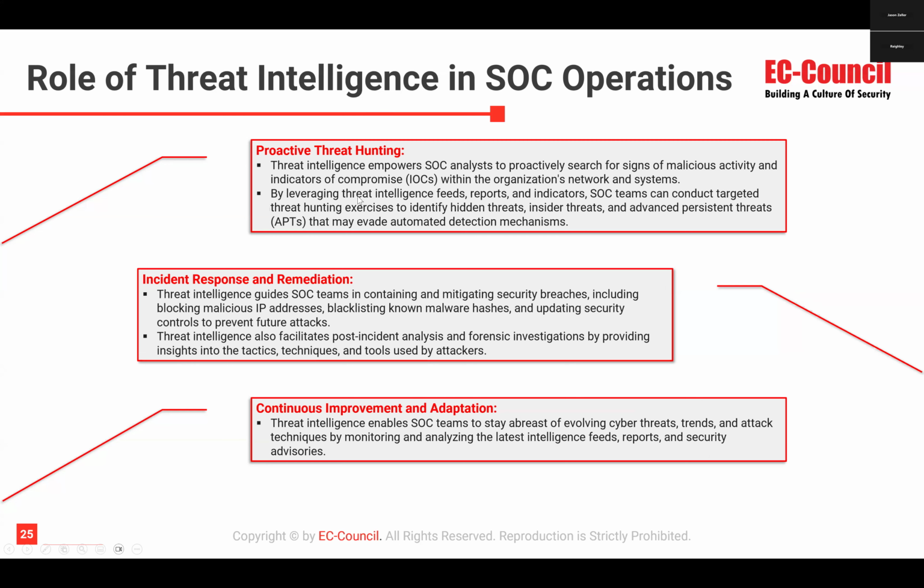Proactive threat hunting. This is where you can go in and you would attack your own networks to make sure that you guys are staying and maintaining patches and things going through there. And your incident response and remediation. This is where you can clean things up, particularly where your facilities of your post-incident analysis and your forensic investigations will provide information for you.